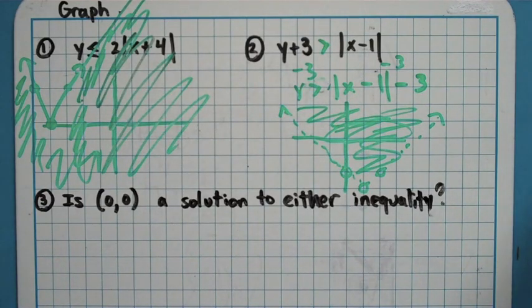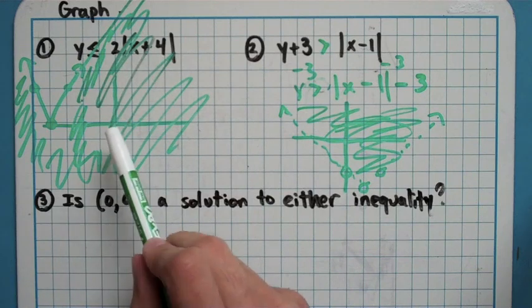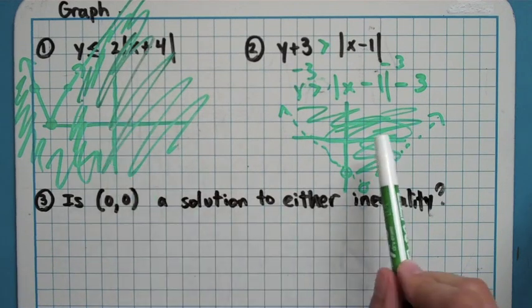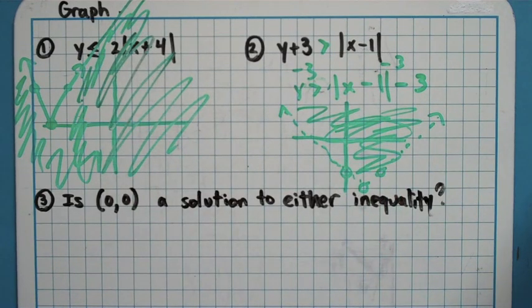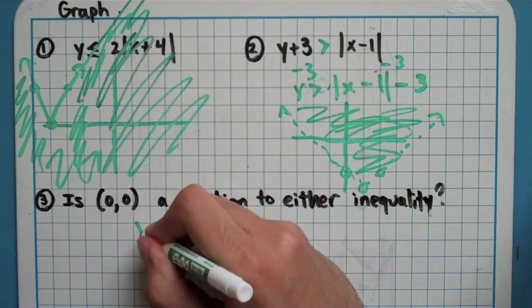And the final question here, they want to know, is 0, 0 a solution to either inequality? So you could plug in a 0 for x and y and solve, or you can just look at the graph. 0, 0 is in the shaded area here. It's also in the shaded area here. So it turns out that it is a solution to both because it's in the shaded area.